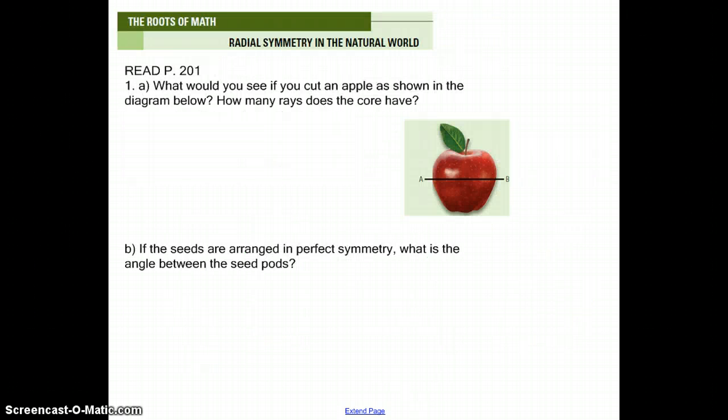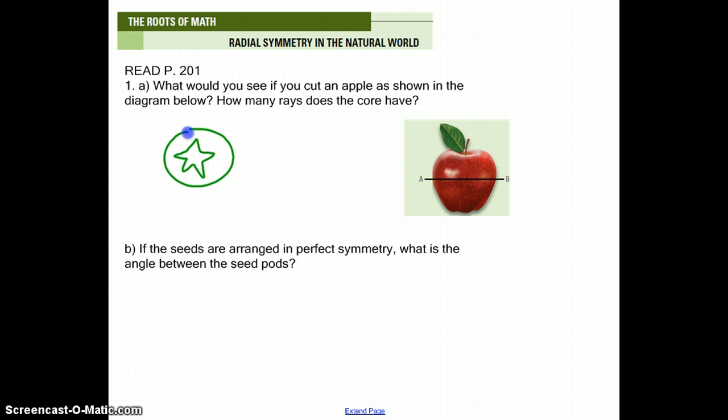Then we're going on to Roots of Math. So please read page 201 and answer these questions. So if you cut this apple right in half, how many rays does the core have? It would look kind of like this with a star in the middle. So it would have 5 rays.